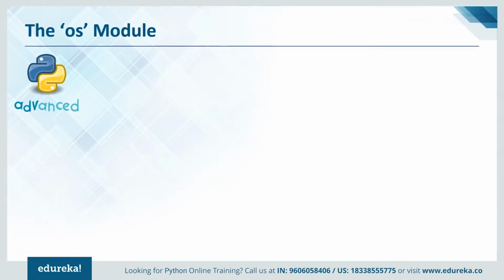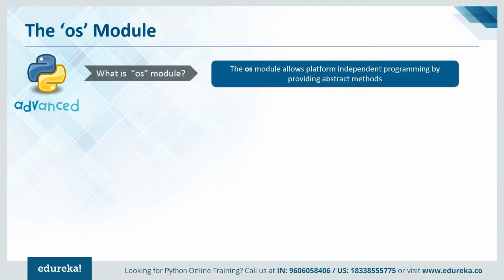So next up, we have the OS module that I discussed. Guys, the OS module is the most important module for interacting with the operating system. The OS module basically allows platform independent programming by providing abstract methods. Nevertheless, it is also possible by using the system function and the exec star function. And these families include system independent program parts as well.